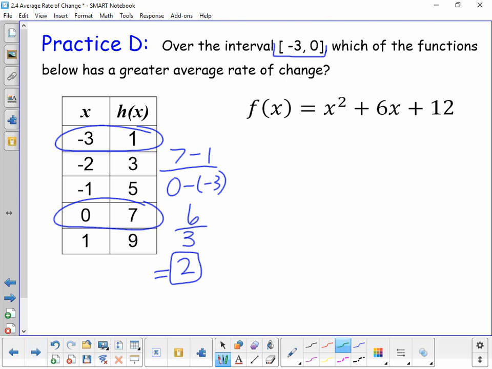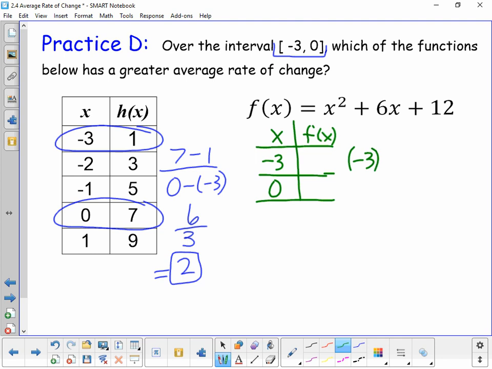For function f of x, I'm going to make my own little table to keep track of all my data. We're interested in the interval from -3 to 0. Again, you could make a table that had more values in it, but there's no need to. The only two x values we are interested in right now are -3 and 0. So if we put -3 into our function for x, be really careful here. You've got to put that -3 in parentheses and then square it. Plus 6 times -3 plus 12.